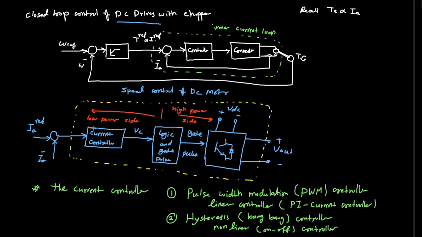So if we need to mathematically model the current control with the logic and the gate drive with the converter, the first thing we must decide is the current controller used, and we have two options. The first one is to use the pulse width modulation based controller, which is a linear controller, or to use the hysteresis current control. So first let's discuss the two quadrant.